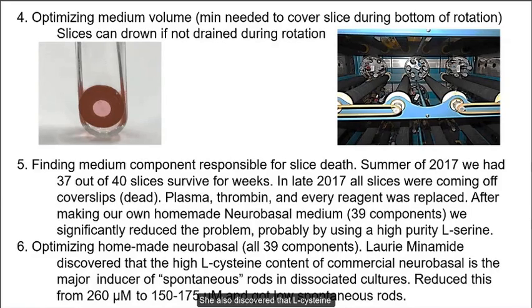She also discovered that L-cysteine in the medium is likely to be the component that's responsible for a problem we were having in normal cell culture with high spontaneous rod formation. And so she's played around with changing L-cysteine anywhere from 10 micromolar up to about 260 micromolar, and has found optimal concentrations that really work for giving good viability, low spontaneous rods, but still allow rods to be induced by the things that we use, like A-beta.